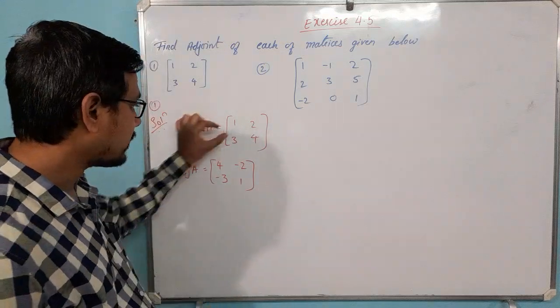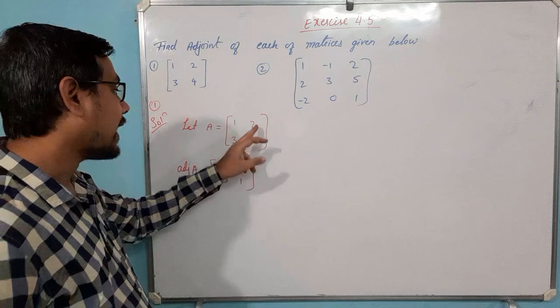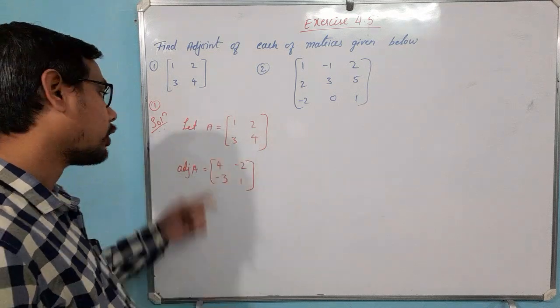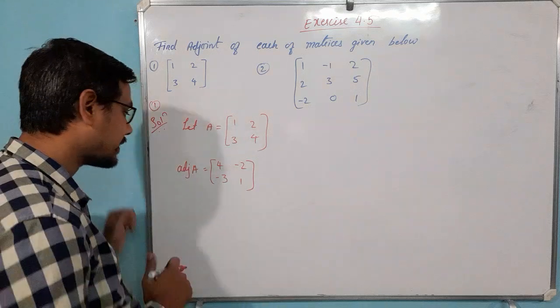How did we get this one? By interchanging the principal diagonal elements and reversing the sign of the other elements. Or if you want to go by minors and cofactors, that is also possible.